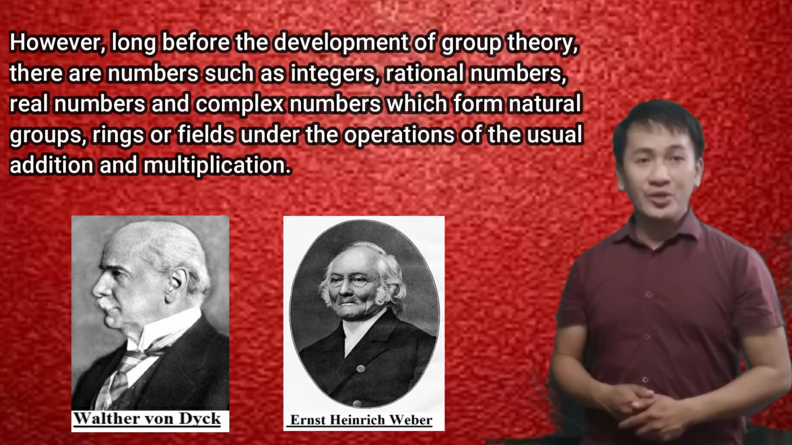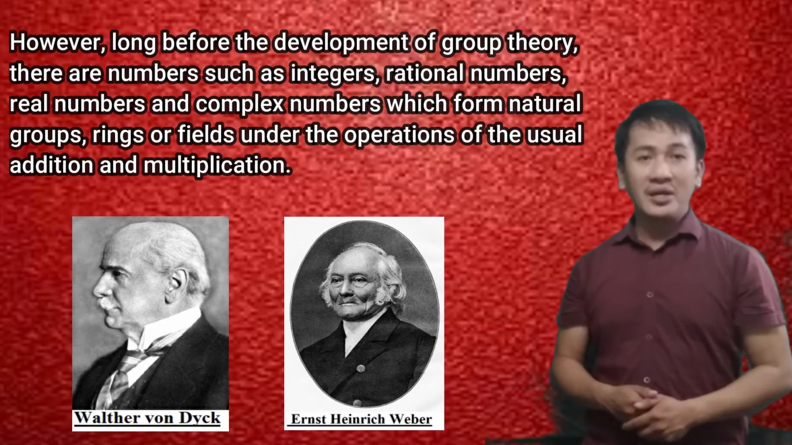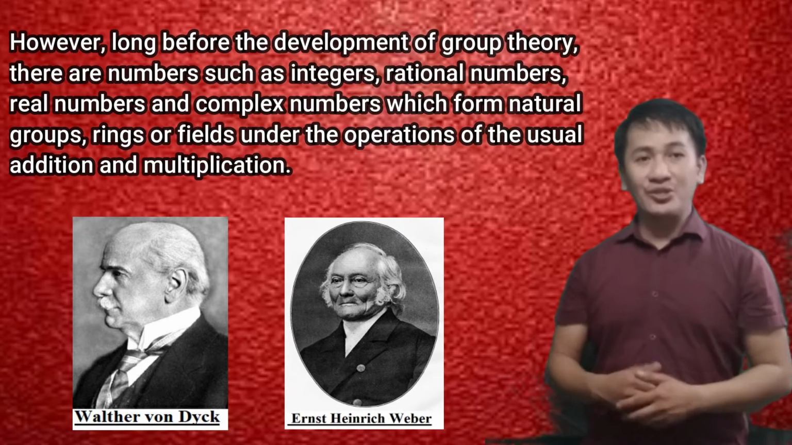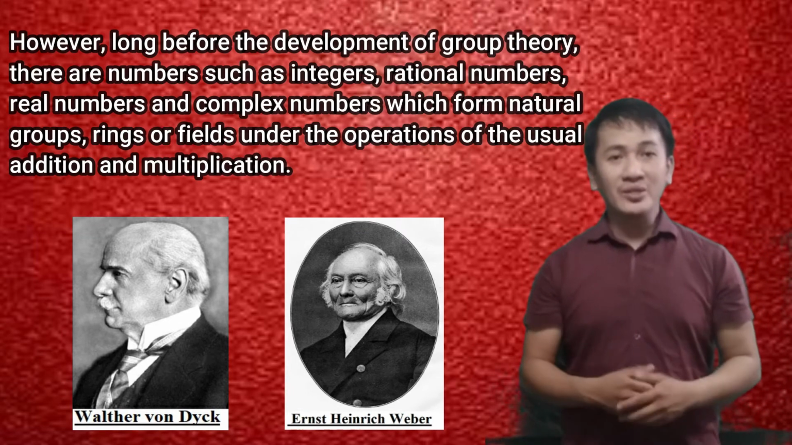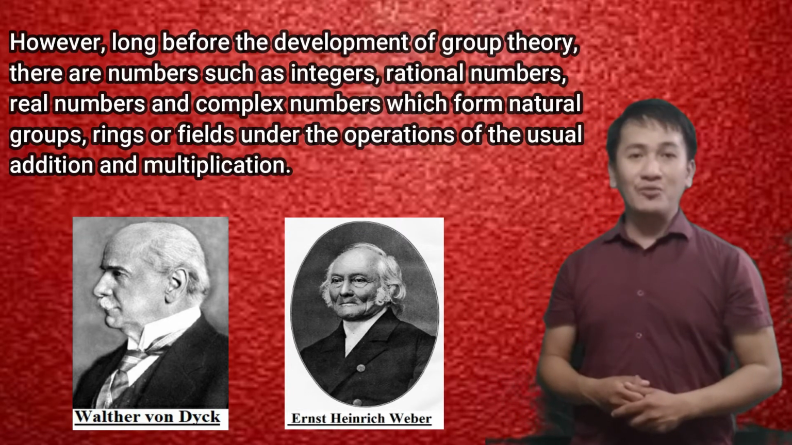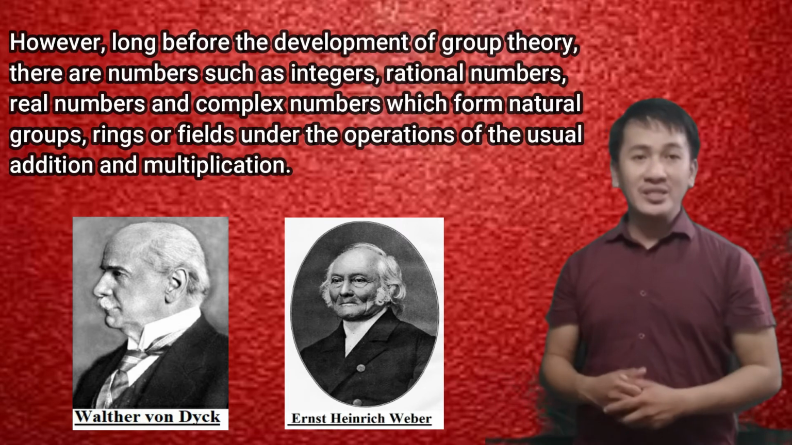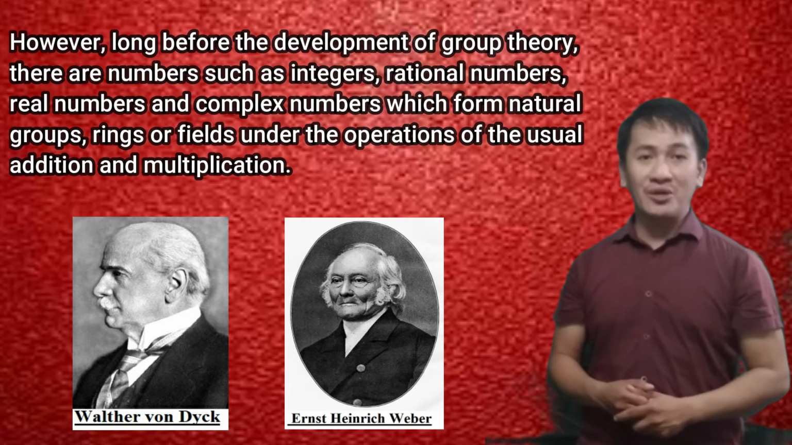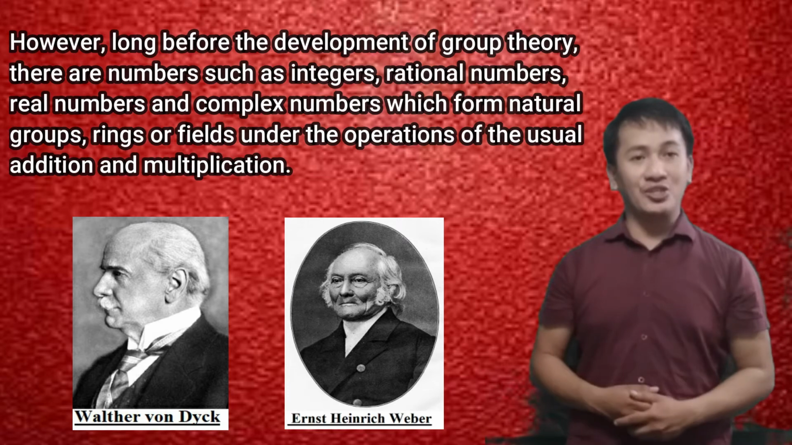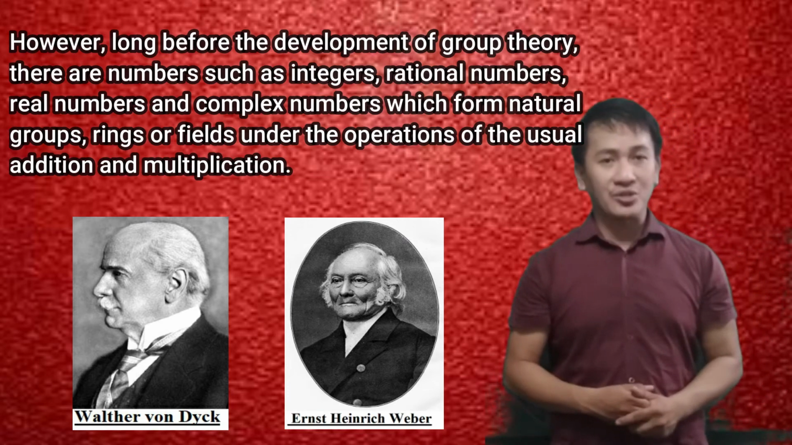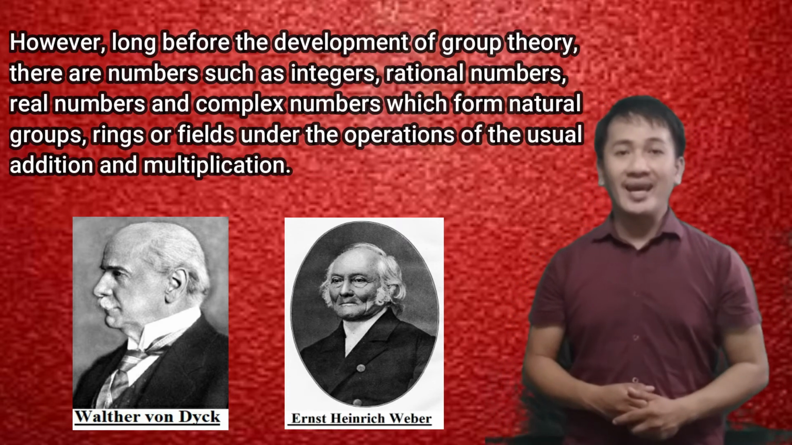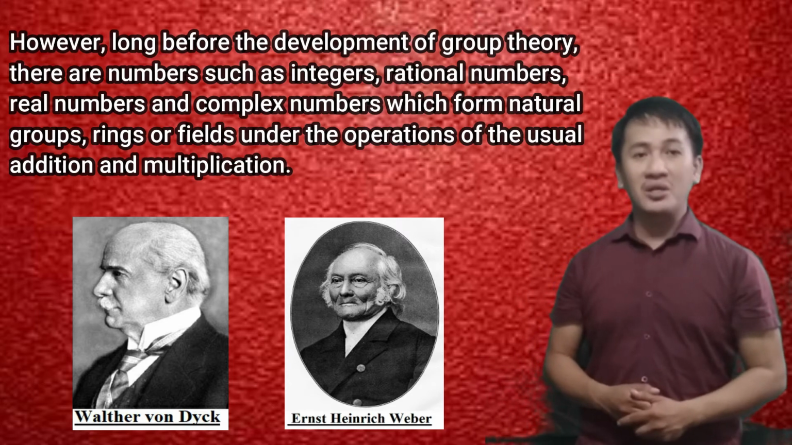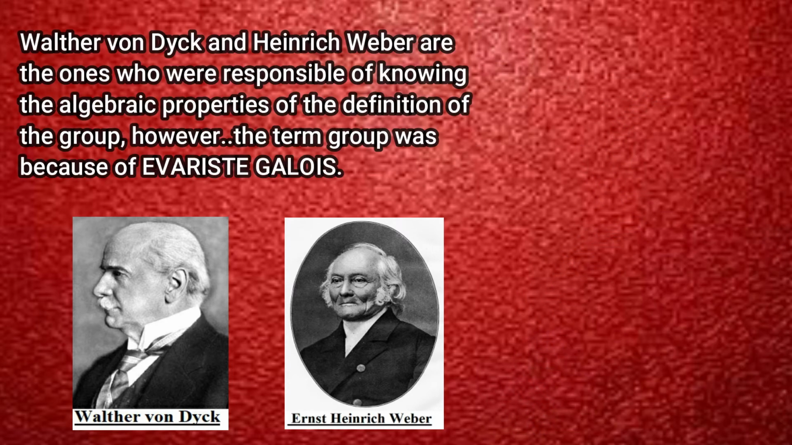However, long before the development of group theory, there are numbers such as integers, rational numbers, real numbers, and complex numbers which form natural groups, rings, or fields under the operation of the usual addition and multiplication. This algebraic structure of numbers are employed as axioms for abstract groups, rings, and fields.